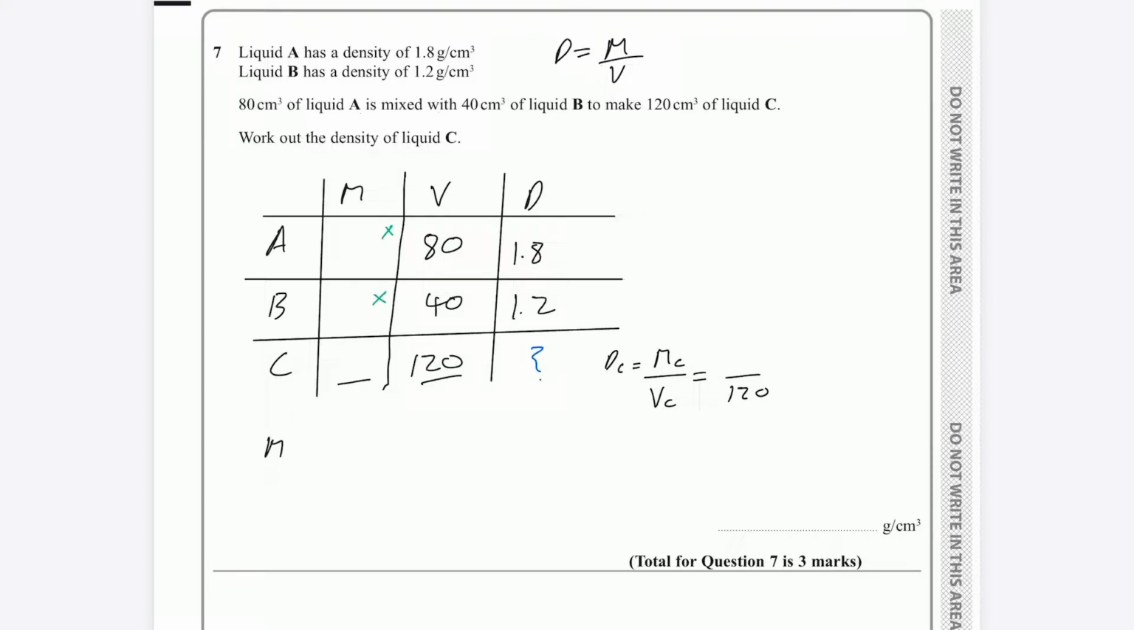So the mass of A is going to be 1.8 times 80, which is volume times density, and that gives us 144. The mass of B is going to be 40 times 1.2, that gives us 48. And then the mass of C is going to be when you add them two together, so that's 144 plus 48, which is 192. So now we have the mass of C, and when we divide that, we end up with 1.6.